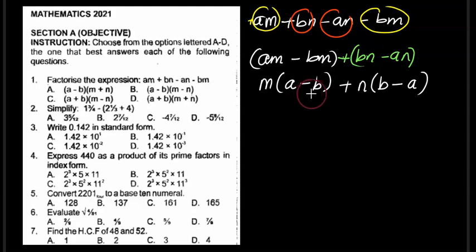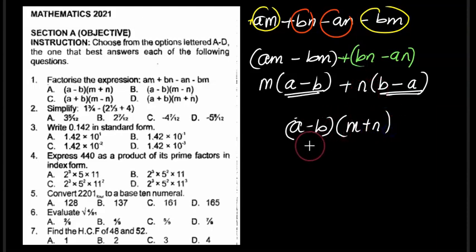Now you can see I have the same bracket here. Look at this, I have the same bracket here. So I'm going to take one of these. A minus b is almost the same thing as b minus a, just a change of sign. So I'm going to take one of the brackets here, which is a minus b. And then I'm going to take the coefficient of the first bracket, which is m, and the coefficient of the second bracket, which is plus n. So this is going to be plus n.